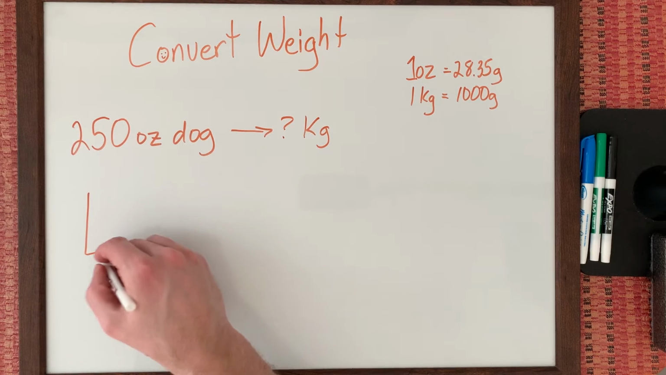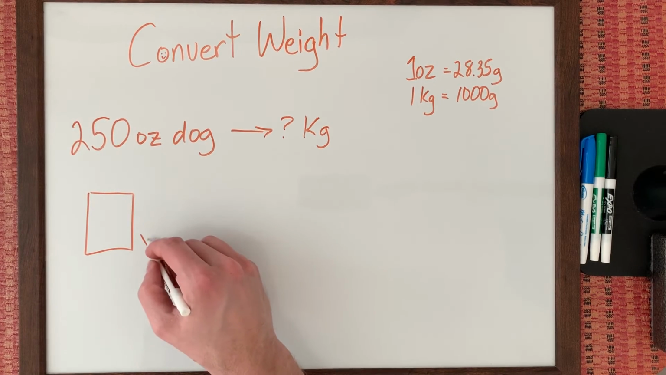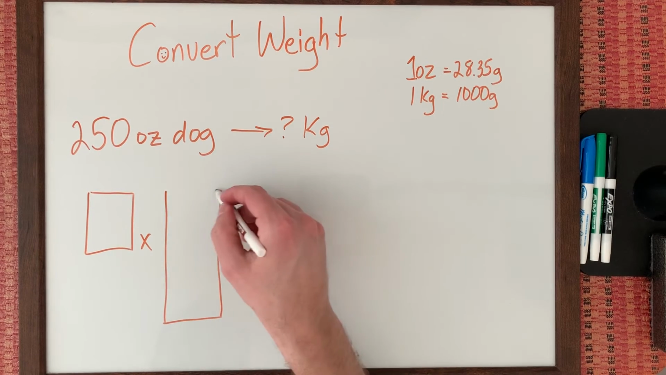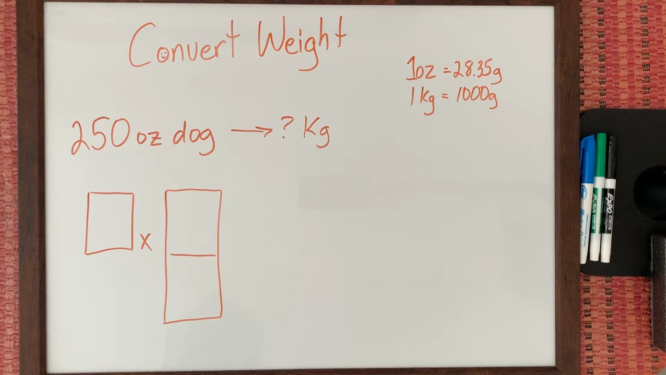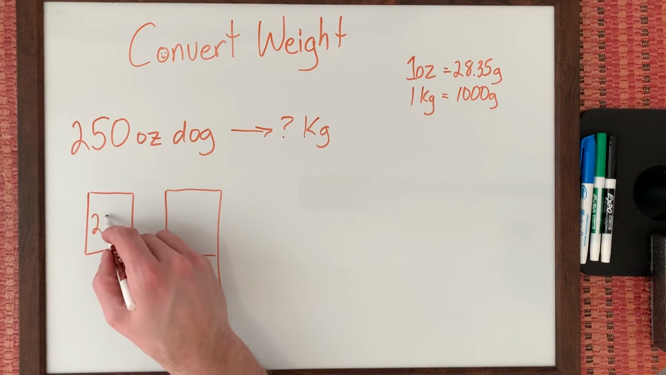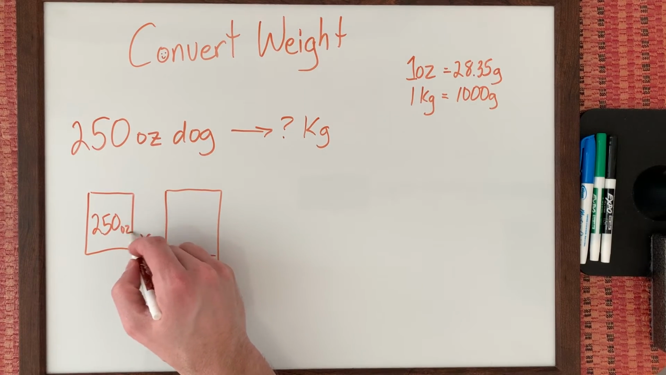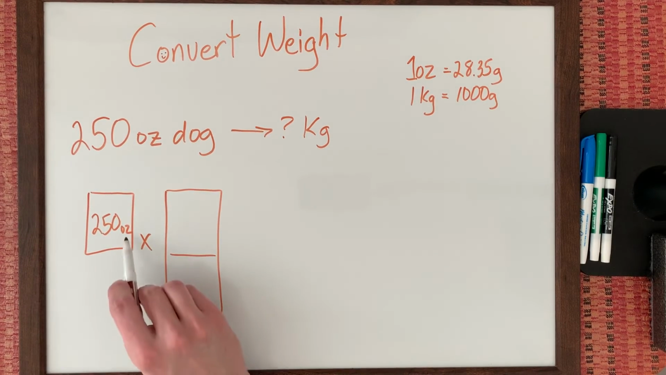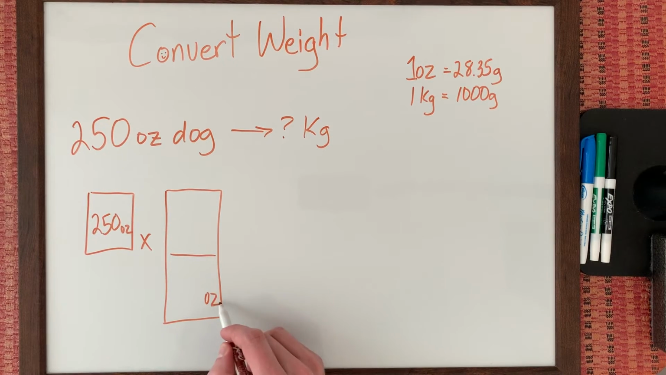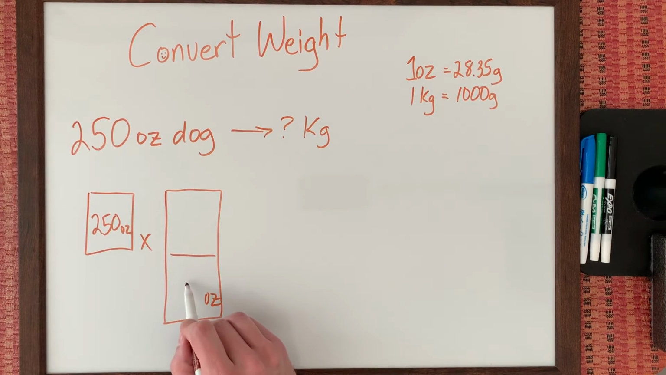Let's start by filling out our first box, okay? We're going to multiply what we were given by the conversion factor. So we were provided 250 ounces. If ounces is up here, then I want ounces in the denominator, and I want it to have the number 1.